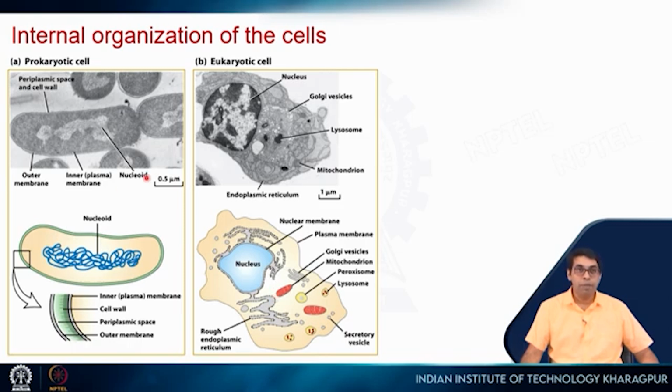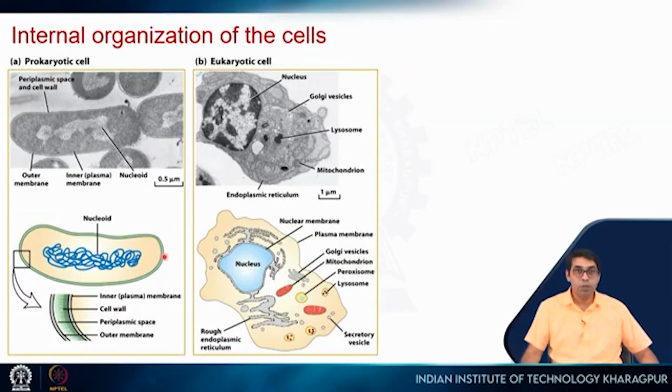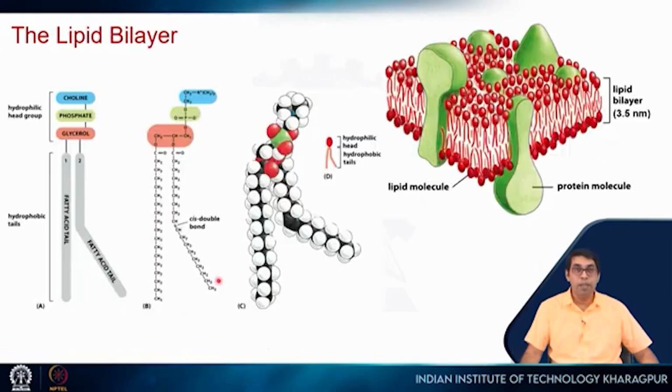Okay. So, coming back, this is the prokaryotic cell. We have already seen its features and it is quite simple, but the eukaryotic cell is much more complex and it has all these internal organelles. But one important thing that is common for both is the plasma membrane, the one that encloses the cell.